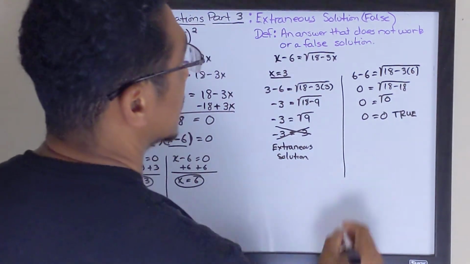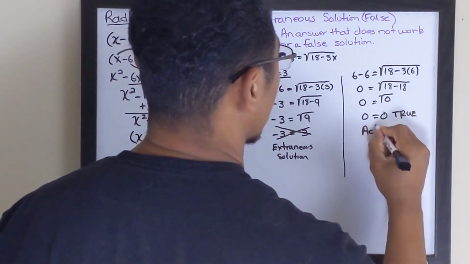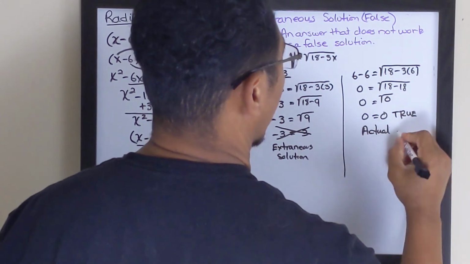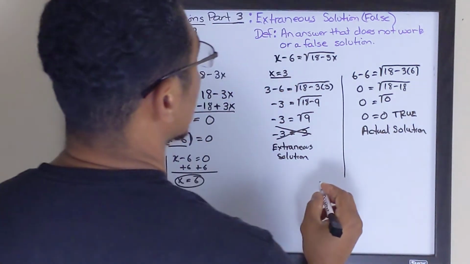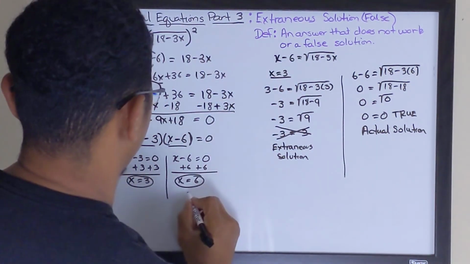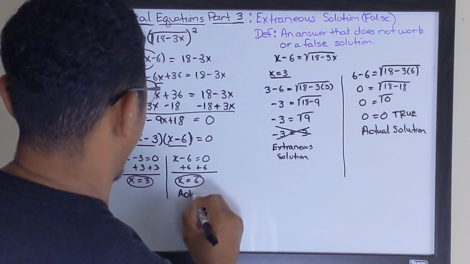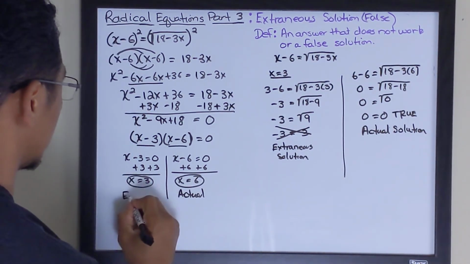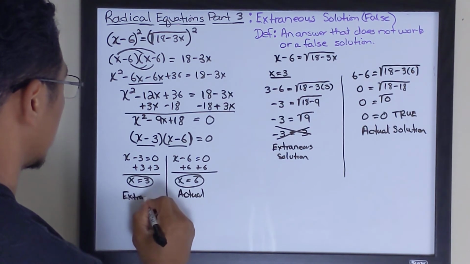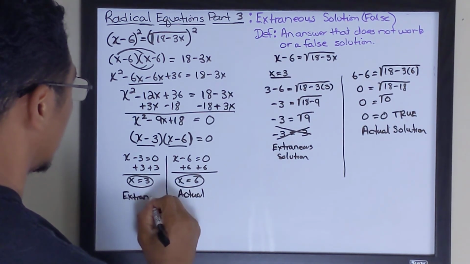Okay, so this is our actual solution. So our actual solution is x equals 6, and this is our extraneous solution, which is the false solution.